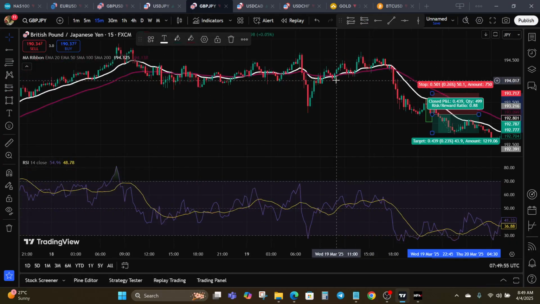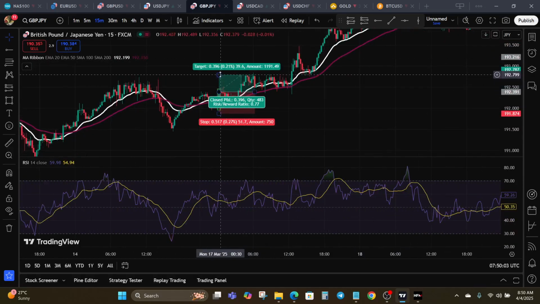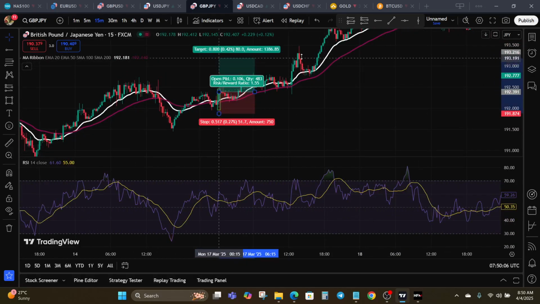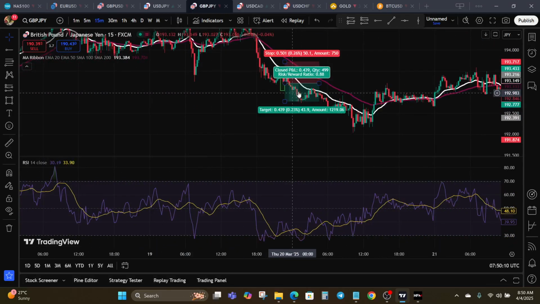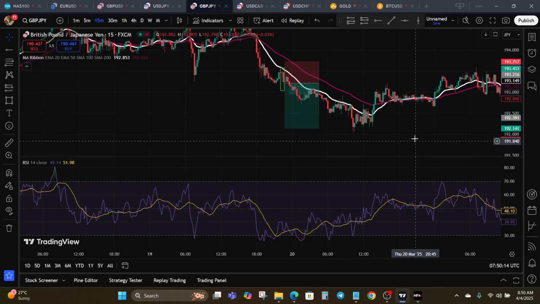So this system keeps you in sync with the market and avoids counter trend mistakes that eat into your progress. For your take profit, you can decide to use resistance zones for a buy trade. You can decide to use support zones for your sell trades.